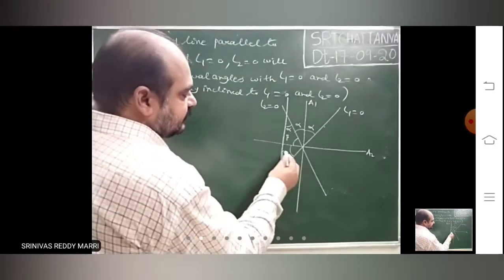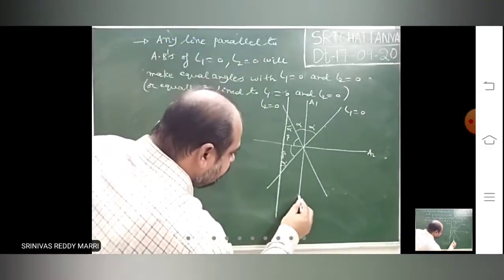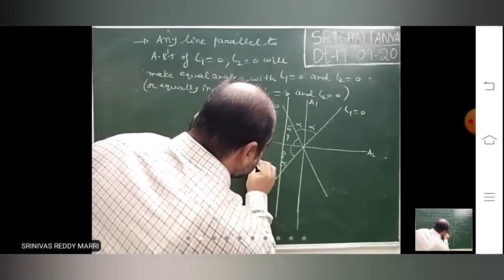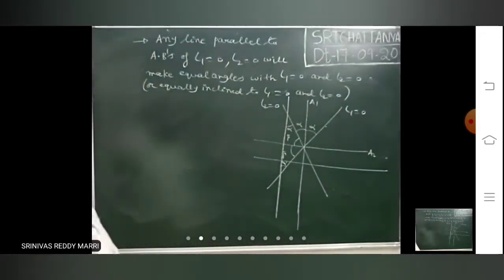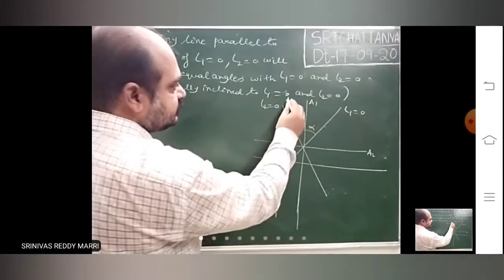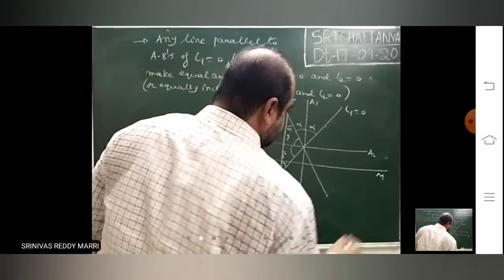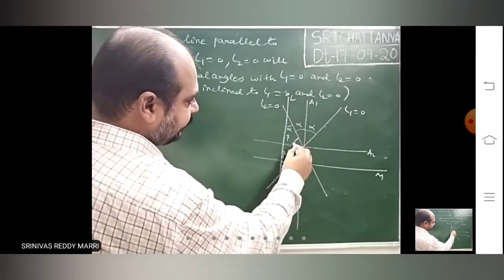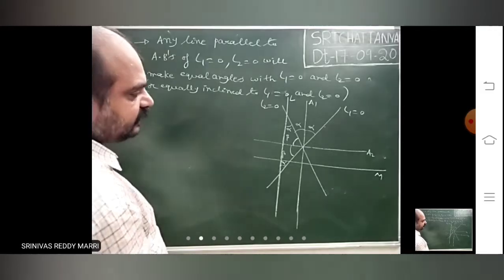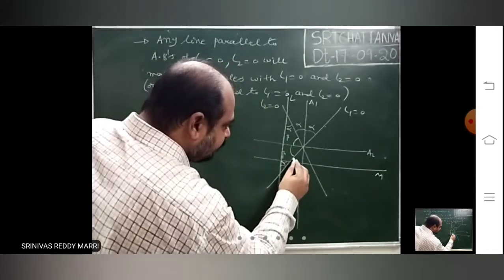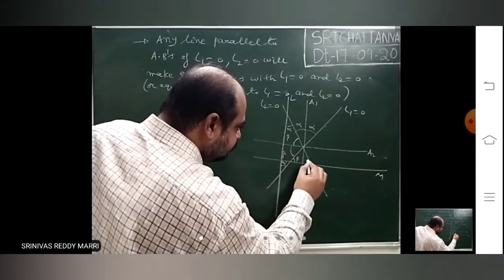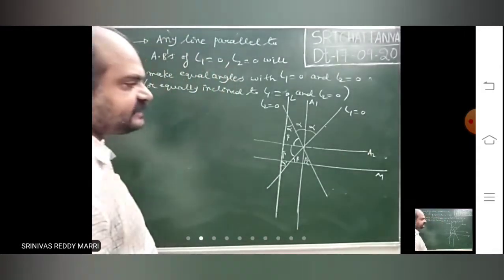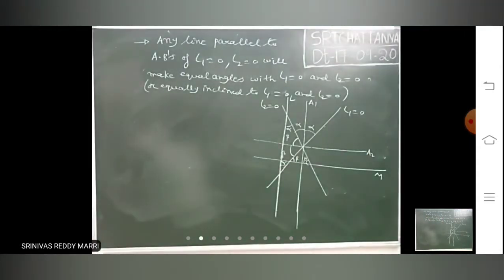Suppose another line parallel to A2 I am drawing, like this. Look at here, parallel to A2. This is, let us say, L. This is, let us say, M. This is parallel to A2. So A2 is making angle beta with L1 equal to 0 and L2 equal to 0. And this M is parallel, so this angle is beta, this angle is beta. It makes the same angles. The parallel line also makes the same angles with L1 equal to 0 and L2 equal to 0.